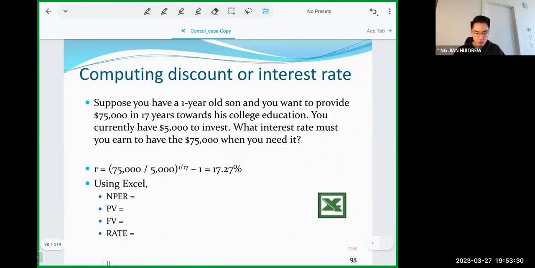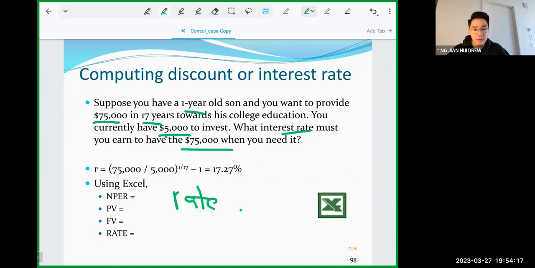So let's just give this example a try on Excel. If you can do it on Excel, that'd be good as well. So suppose you have a 1-year-old son, and you want to provide 75,000 in 17 years. All right. So you currently have 5,000 saved. What interest rate must you earn to have 75,000 for your son in 17 years? All right. So first, we know that we are going to calculate the interest rate. We need to use the rate formula here. Let me just go to Excel so we can work this together. That will be easier.